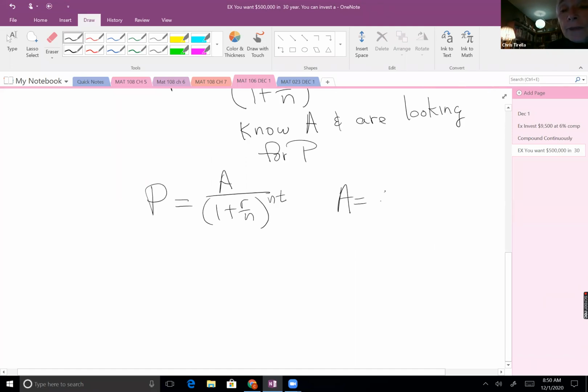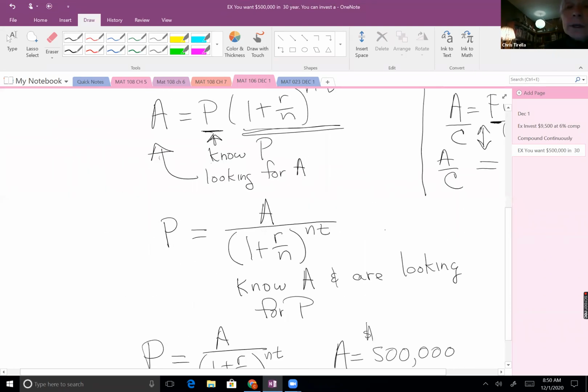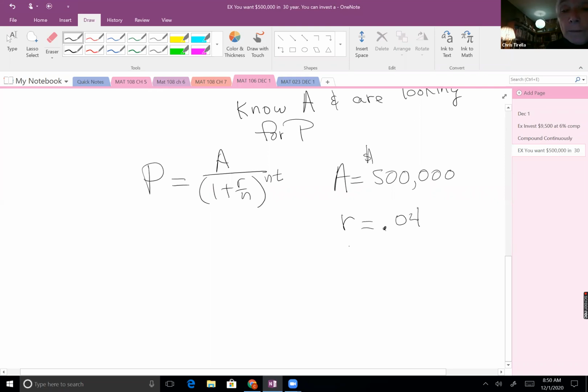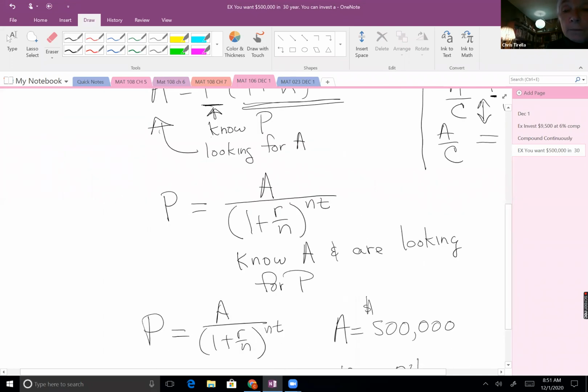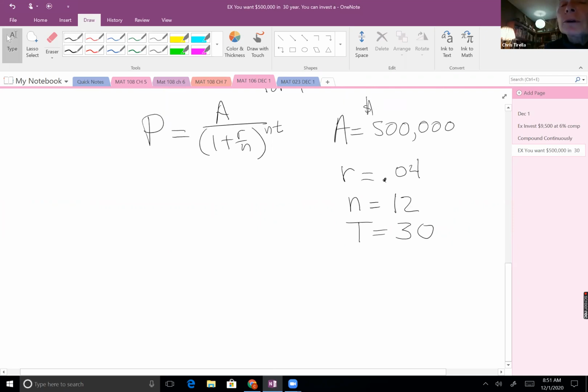And we know that we want that $500,000 in the future. That's our future value. Our rate is 4%, so that'll be 0.04. We're compounding monthly, so N is 12. And we want that money in 30 years when you retire. How much money would you have to put in the bank now in this account in order to have that money when you retire?